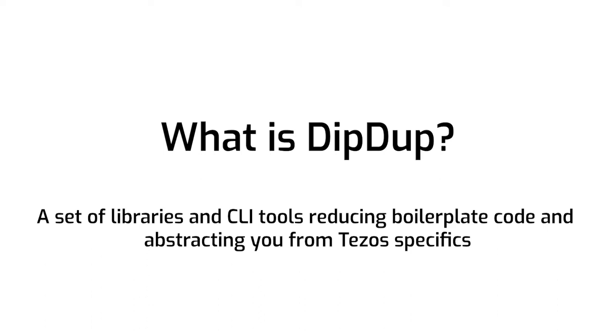DipDup is the concept and set of libraries that allows you to stay within your application domain, meaning that you operate with application-specific entities instead. To sum up, DipDup is a framework reducing boilerplate code and facilitating best indexing practices, which is a huge time saver. And for those who are from the Ethereum world, this is very close to the Graph protocol.